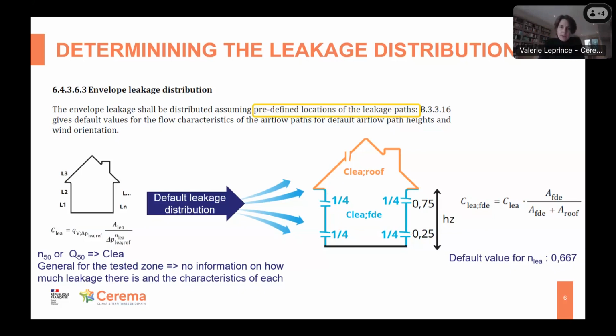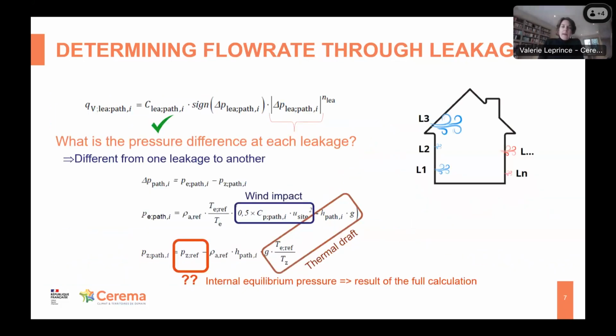So that's about determining the leakage distribution, the first assumption of the standard. The second thing is, once you've got the leakage distribution, so you've got those CLE path for each pass basically, you need to know what the pressure difference is between each side of the leak to actually estimate the flow rate. The pressure difference, obviously that's easy, is the external pressure minus the internal pressure at the leak's level.